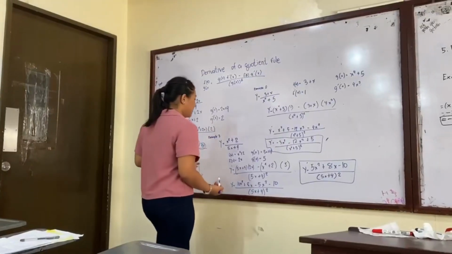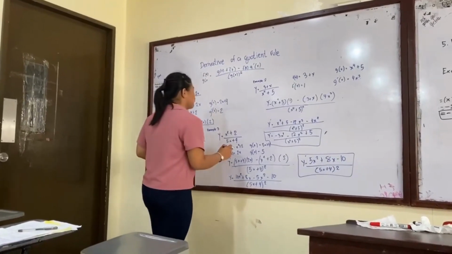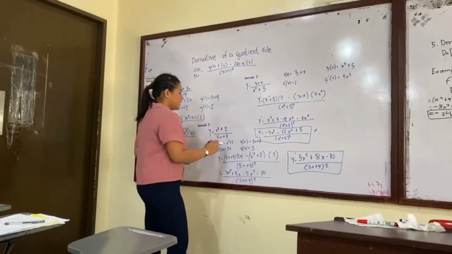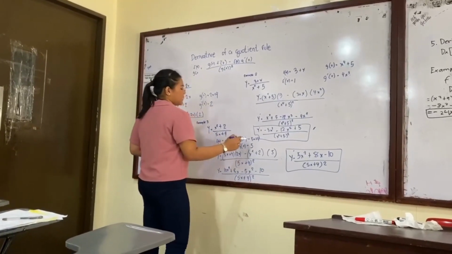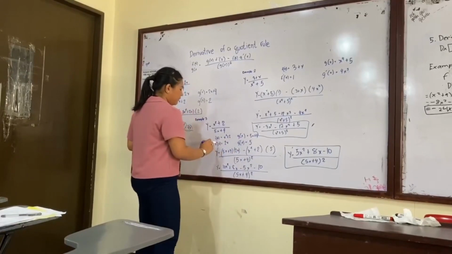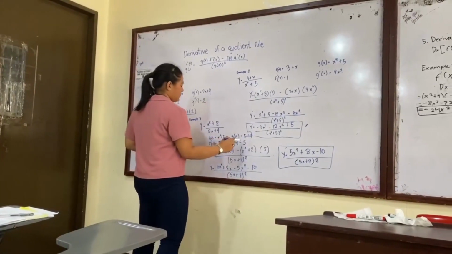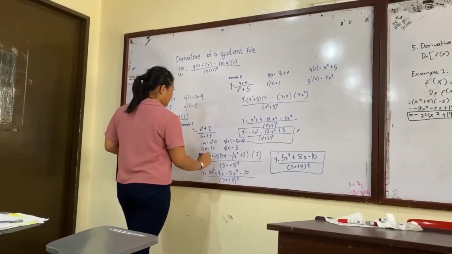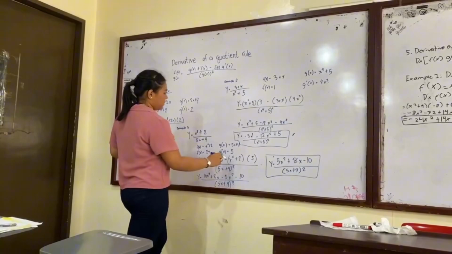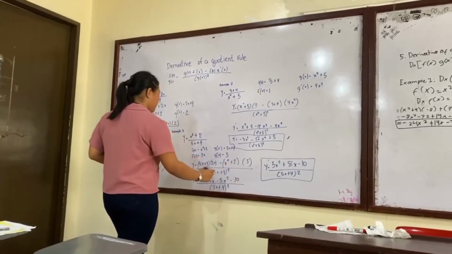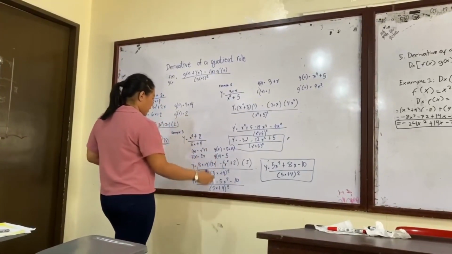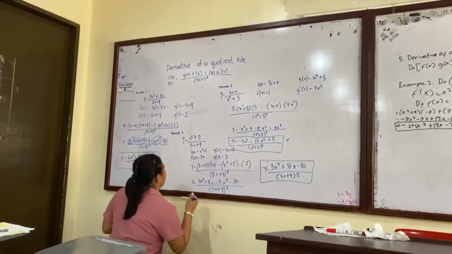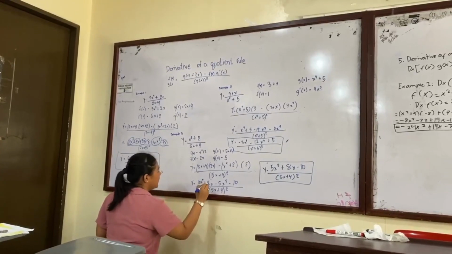Our last example, let's find the f of x, g of x, and f prime of x and g prime of x. Our f of x is x squared plus 2. Our g of x is 5x plus 4. And our f prime of x is 2x. And our g prime of x is 5. Now let's substitute. 5x plus 4 times 2x minus x squared plus 2 times 5 over 5x plus 4 squared. The next step is simplify the numerator, and let's apply again the FOIL method. And the answer is 10x squared plus 8x minus 5.